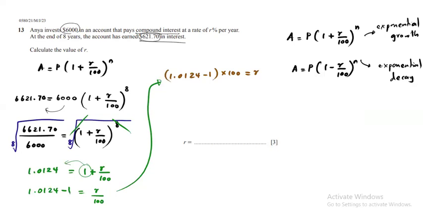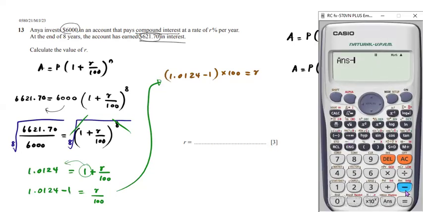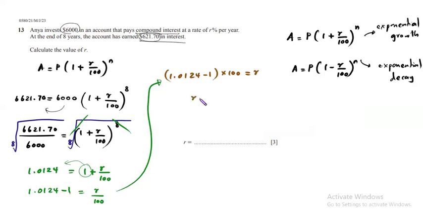So then let's see what we get. From this number, I need to deduct 1. This is what I get. Then I need to multiply it by 100. So this gives me the answer, the rate as a percentage, which is 1.24%. So R is equal to 1.24%. So this is how we do it.